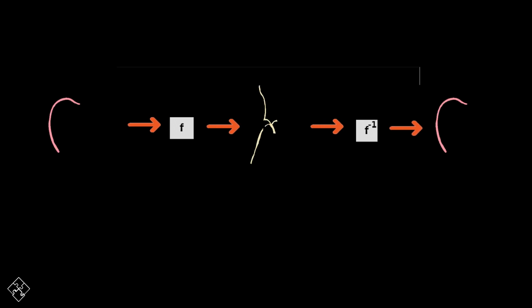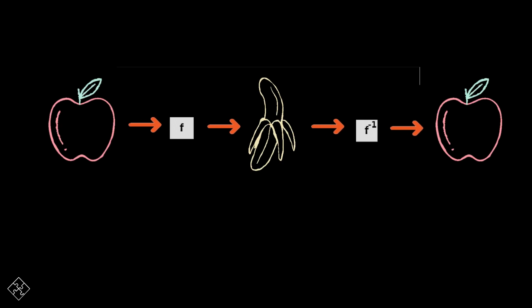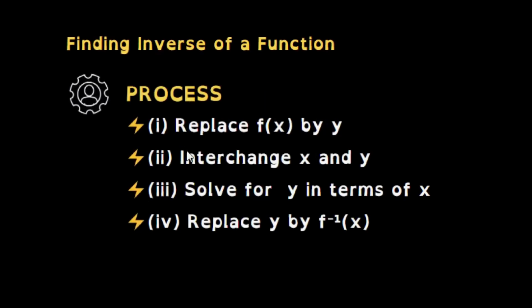So dito meron tayong 4 na process na kailangan sundin para mahanap natin yung inverse ng given function. So una, replace natin yung f of x by y. Pangalawa, interchange x and y. Pangatlo, solve for y in terms of x. And last but not least, replace y by f inverse of x. Okay? So dito meron tayong first given.